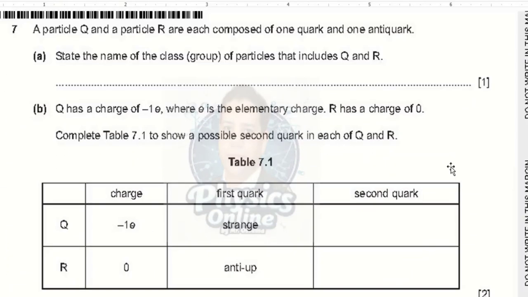A particle Q and particle R are each composed of one quark and one antiquark. State the name of the class or group of particles that includes Q and R. The class of particles made up of quarks are hadrons, but the group of hadrons made up of a quark and an antiquark is meson.